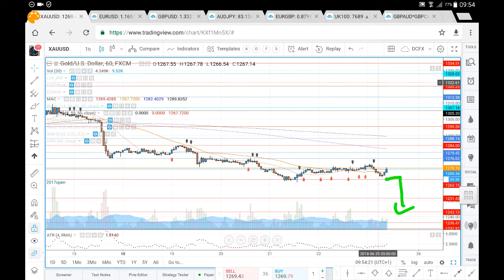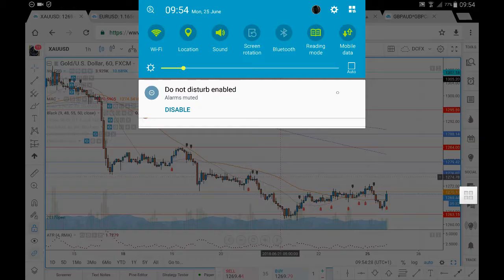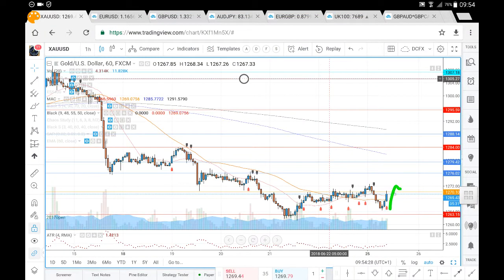If, however, we do see a break and hold of the 1270, we're looking for a move up towards a 1276, successful break from which 1280 may come into focus at 1279.42, and if there is the volatility to take us beyond the 1279.42 and also the 200 period moving average, we're looking for a move up towards that 1284.